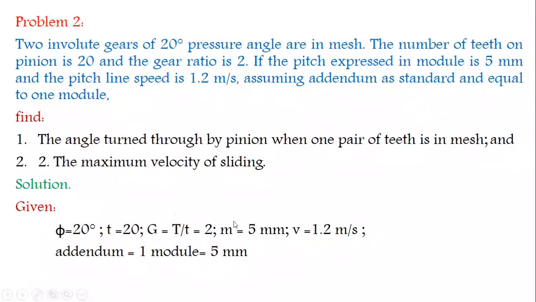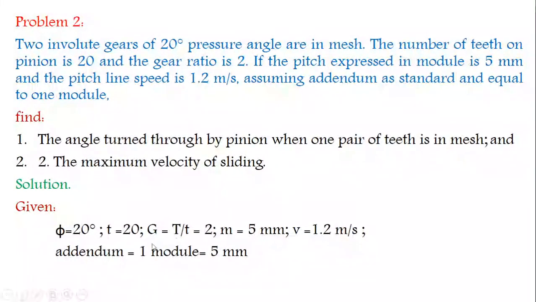What are the data given? Pressure angle phi is 20 degrees, and small t, the number of teeth on the pinion, is 20. The gear ratio is capital G. Gear ratio equals capital T divided by small t. Here capital T is the number of teeth on the gear wheel and small t is the number of teeth on the pinion.